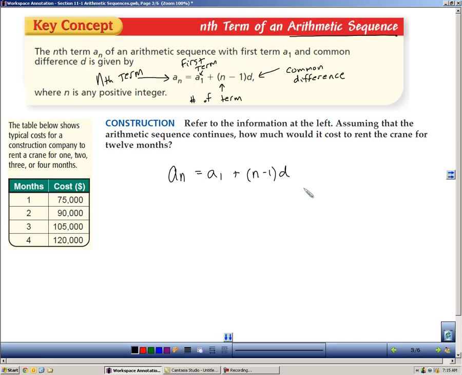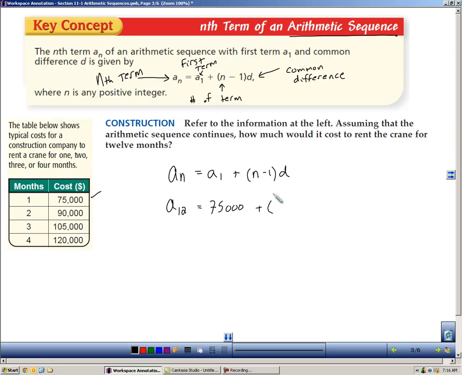And the first thing we want to do is confirm that this is really an arithmetic sequence. To go from 75,000 to 90,000, you're going to add 15,000. And to go from 90 to 105, you're going to add 15,000. So it appears as if this is arithmetic, so we can use this formula to solve it. Now we want to find what it costs after 12 months, so we want to find the 12th term of the sequence, so a sub 12. a sub 1 is the first term of the sequence, you find that right there, 75,000.